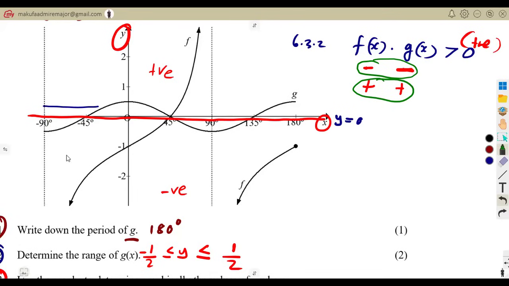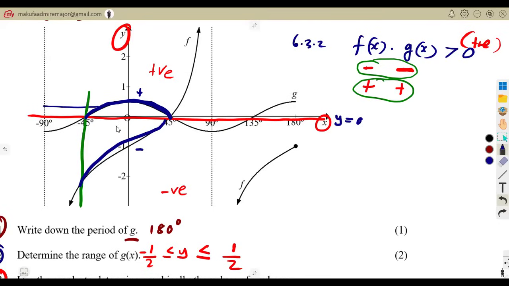At which condition? All right. Let's take here from minus 90 degrees going to minus 45 degrees. In between this, we can see that both functions are in the negative. This one is below the x-axis, this one is also below the x-axis. Both are in the negative. The moment we move from that 45 degrees, g is now above the x-axis. It's now in the positive region, whereas f is in the negative.